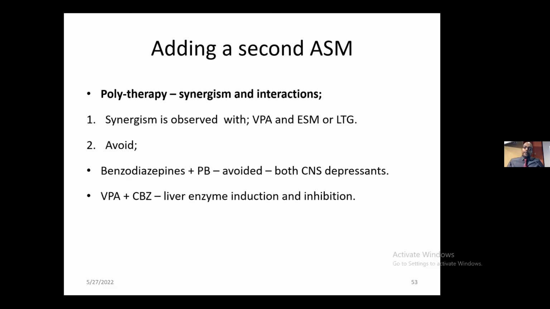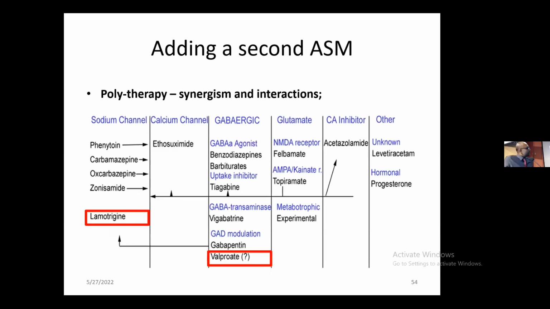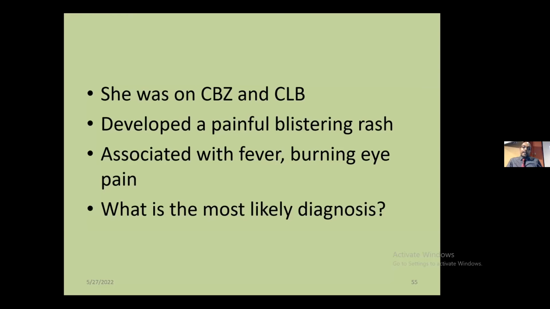And on polytherapy and synergism, there are certain drugs which you could give together, like valproate and ethosuximide, or valproate and lamotrigine, for their synergistic activity. And certain drugs should be avoided together, like your benzodiazepines and phenobarbitone, both are CNS depressants, and your carbamazepine and valproate, for the reasons which I mentioned already. And it's better if you could select 2 drugs from 2 different columns for better action.